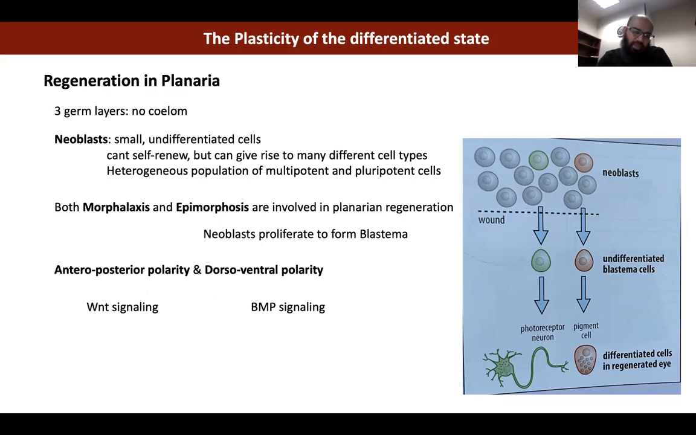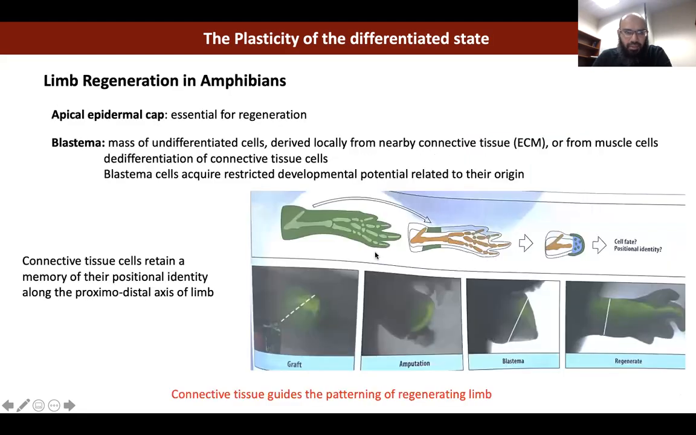Yeah, so if you, for example, activate the Wnt signaling, you can achieve a two-headed, or multi-headed, planaria flatworm. So let's move on. We will discuss a little bit more about this blastema now.